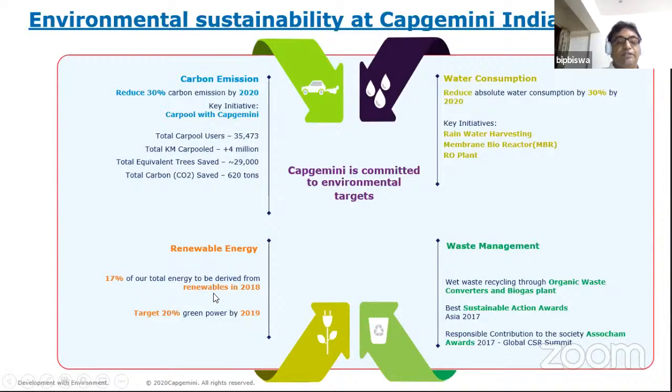There is renewable energy, particularly solar energy, which is 17% of our total energy. Our target was 20%, and we exceeded the target in 2019. In fact, one of our facilities generates so much renewable energy that when there is a surplus, the green energy is added to the government grid. We also have a carbon emission reduction target of 30%. We are very close to not only meeting but exceeding that target. So these are various sustainable programs taken by Capgemini India.